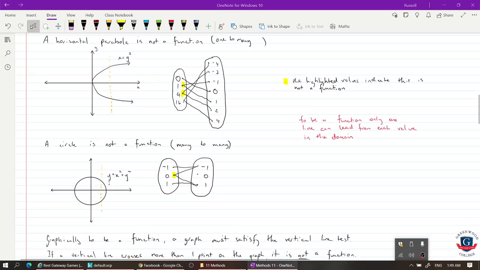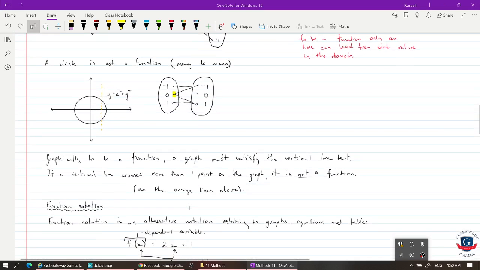Similarly, a circle, which is a many-to-many equation, is not a function. We can see here that for this value of x, it maps to 2 values of y. And it's many-to-many because it also does it horizontally. So if we had a value of y, there are 2 values of x.